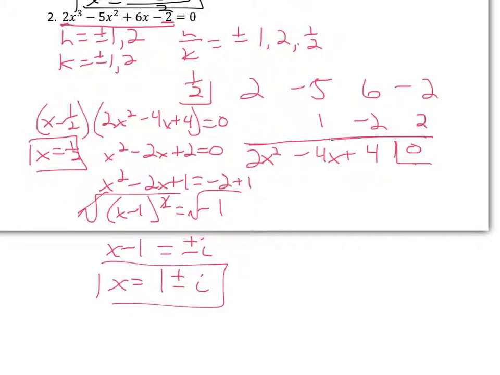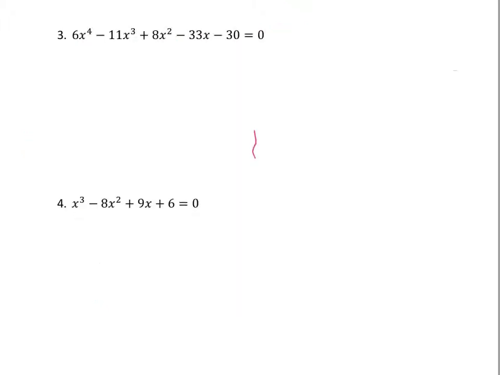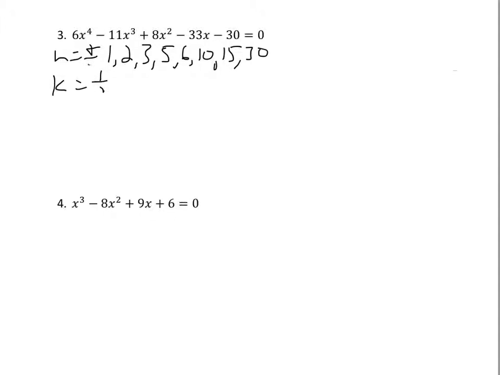Okay, let's do a couple more examples. So, number 3, we've got a whole bunch of possibilities. Oops, sorry. A whole bunch of possibilities, okay? So h could be plus or minus, oh, that's a 1/2, that doesn't make any sense, plus or minus 1, 2, 3, 5, 6, 10, 15, 30. Lots of possibilities. For k, plus or minus 1, 2, 3, 6.